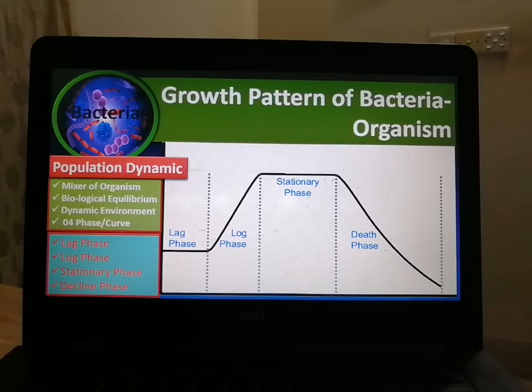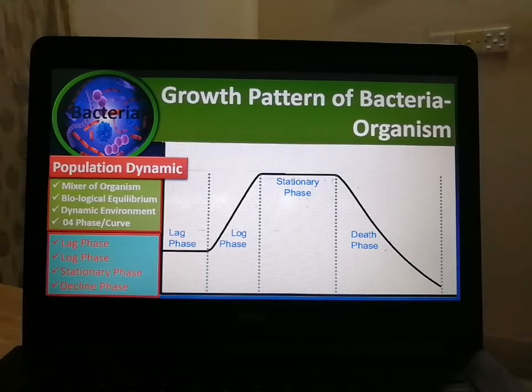I am sure you can see my screen. So can anyone write what the phases are here? You can see and write, but I need to check your participation. What are the phases? I just told you, there are 4 phases of population dynamics or the bacteria growth cycle. First is lag phase, then log phase, then stationary phase, and then death phase. I'm sure you can hear me and see my screen, so I request you to write the phase names in the comments so that I understand you are participating and listening attentively to my discussion. Thank you, and I appreciate your support.